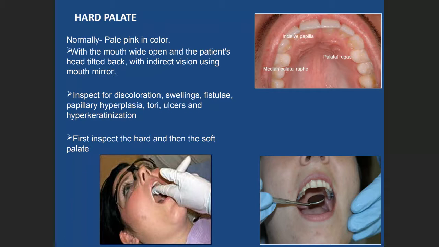You can have an indirect vision with the help of a mirror, and look for any kind of pigmentation, any kind of tori, any kind of ulcers in the palate or growth or swelling or sinus opening. Look for anything, any abnormality you feel has to be recorded.